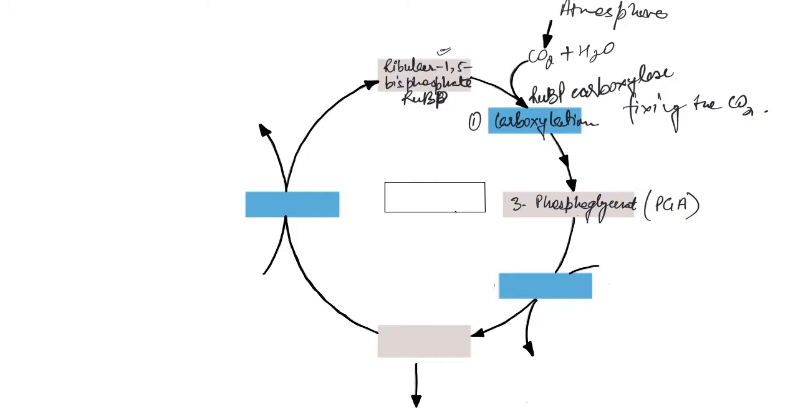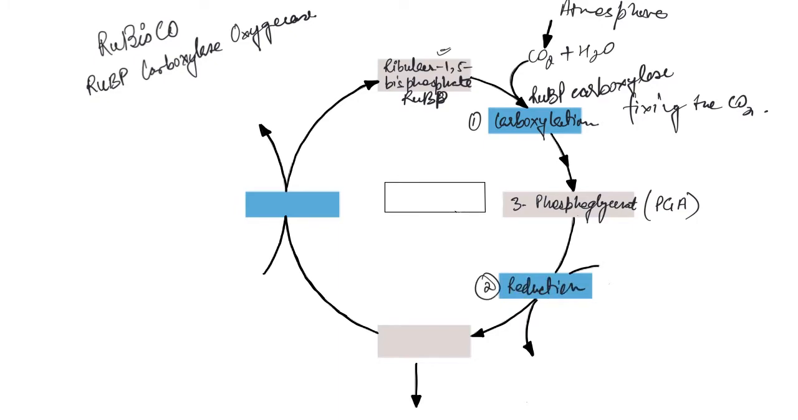It would be more correct to call it RUBP carboxylase oxygenase, and that is why it is known as Rubisco, which is RUBP carboxylase oxygenase, right? Now the first step is clear. Now from here starts the second step, which is reduction. The second step is reduction.